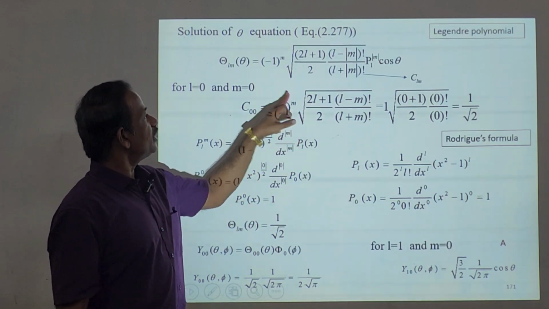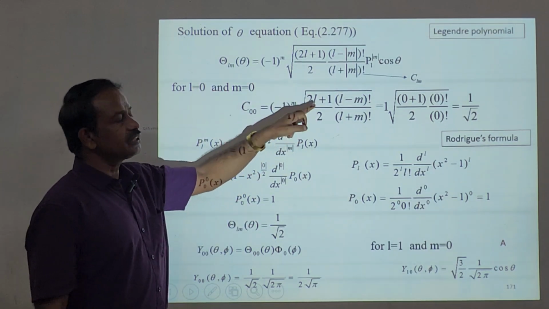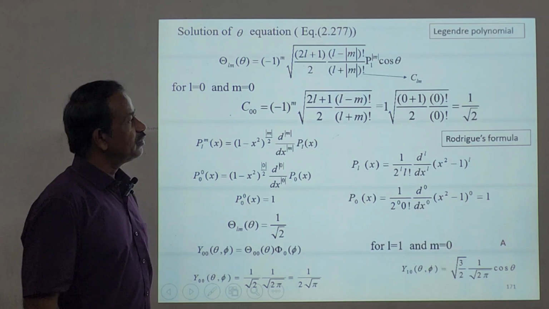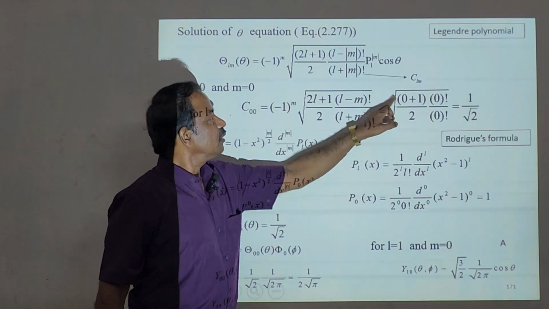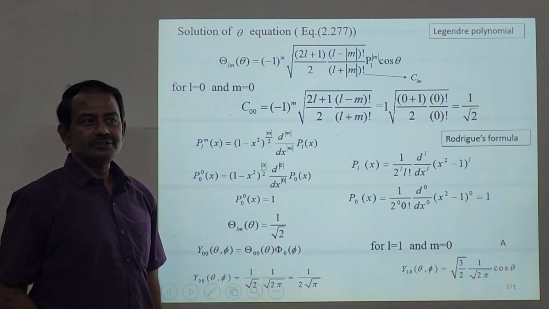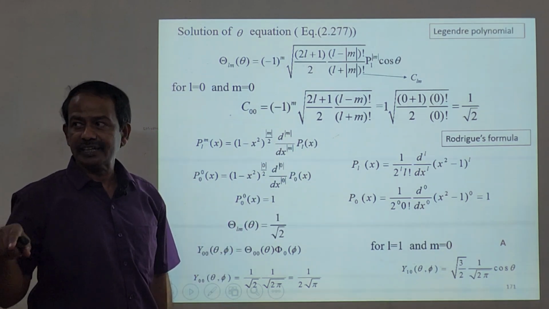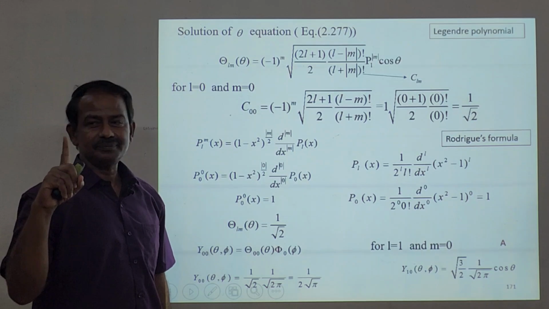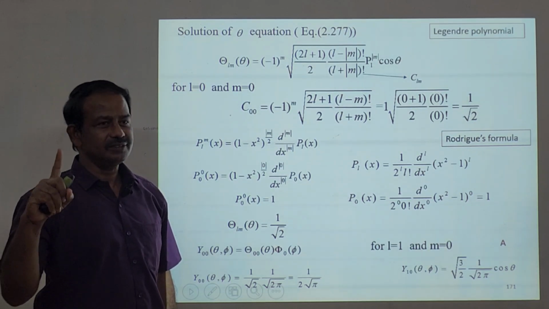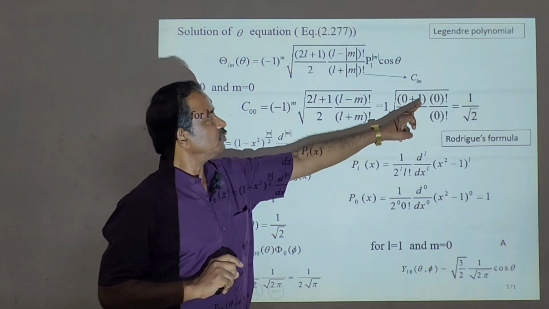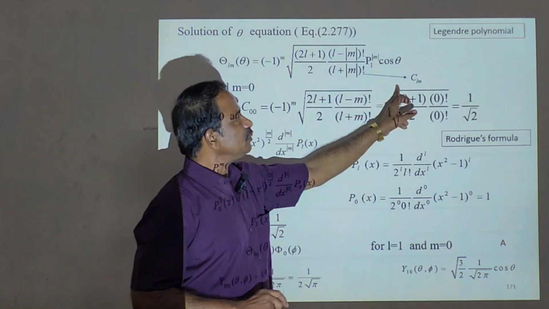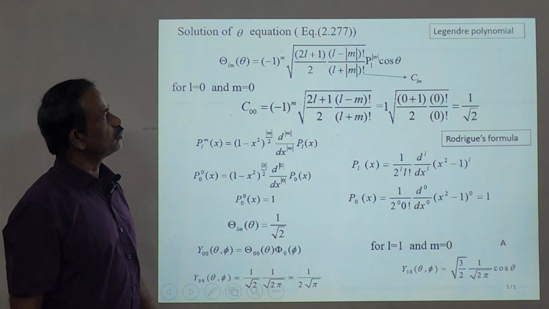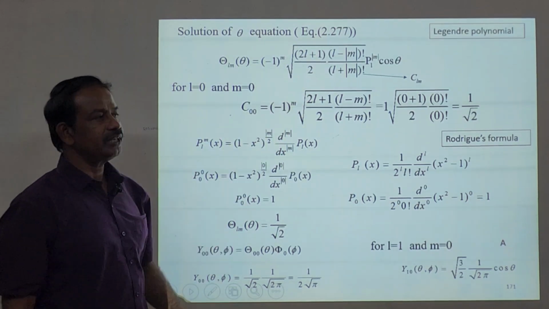So we are going to substitute L equal to 0 and m equal to 0 in this expression. You substitute 2L becomes 0, then 1 multiplied by 0 minus 0 factorial. 0 factorial is 1. So you have 0 factorial divided by 2 multiplied by 0 factorial. Simplifying you will get 1 by root 2. So this coefficient becomes 1 by root 2.